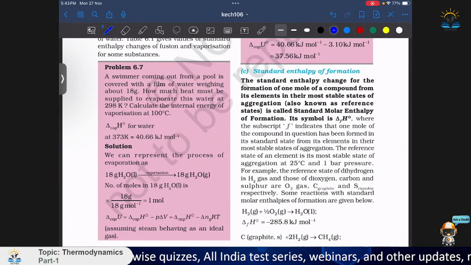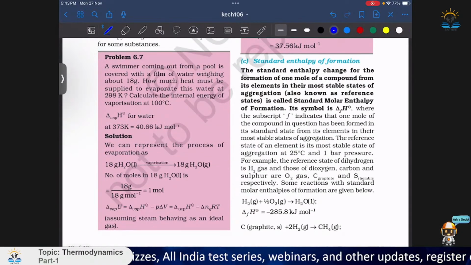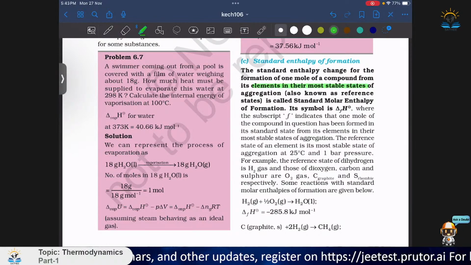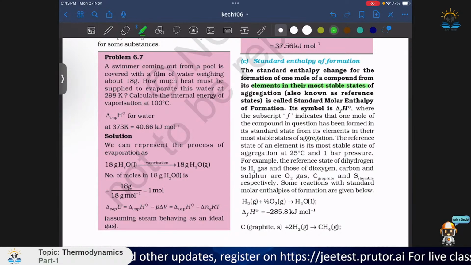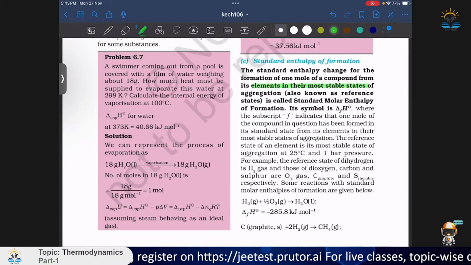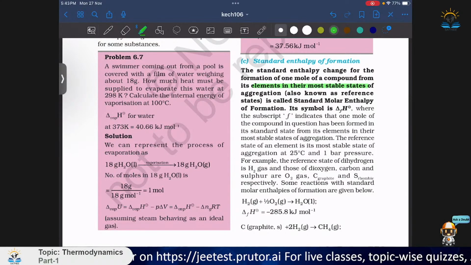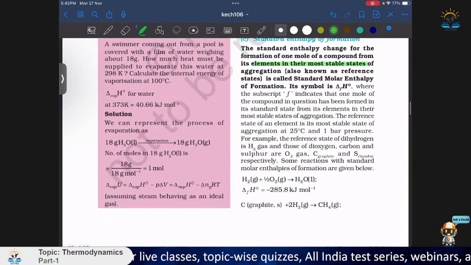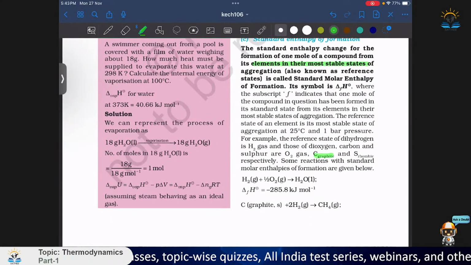Next, standard enthalpy of formation. The standard enthalpy change for the formation of 1 mole of compound from its elements in their most stable form. So this is an important point. The constituent elements should be in their most stable states of aggregation. You cannot just take any carbon and any oxygen and create carbon dioxide and calculate its enthalpy of formation. You need a particular form of carbon, a particular form of oxygen, which is called the reference state.